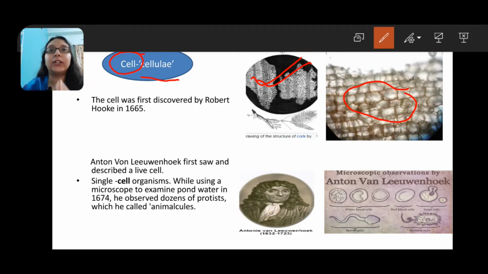Now, who first described a live cell? It was Anton von Leeuwenhoek. So remember these two things. Who first described a live cell? That was Anton von Leeuwenhoek. Who first discovered cell? That was Robert Hooke.